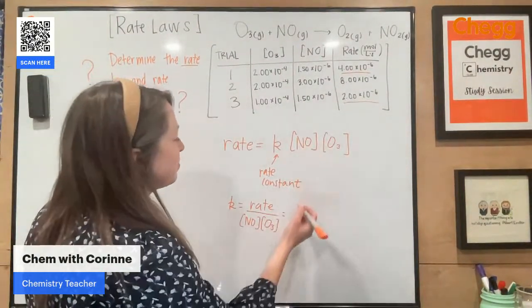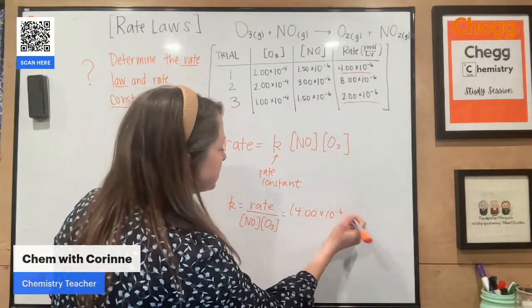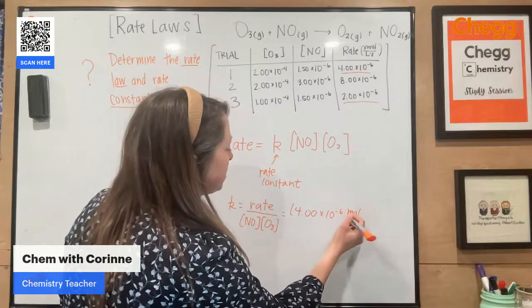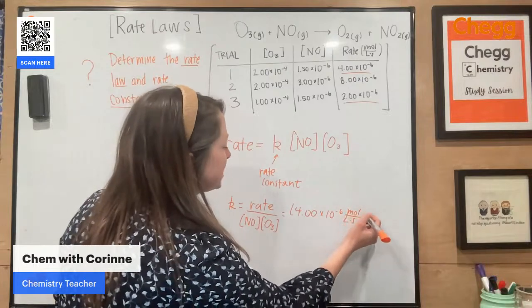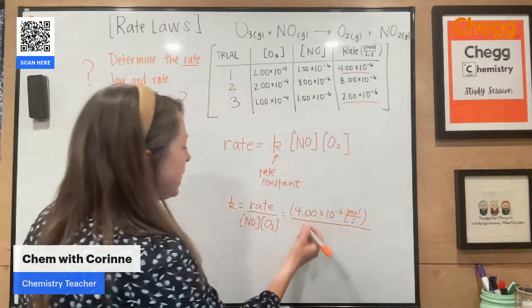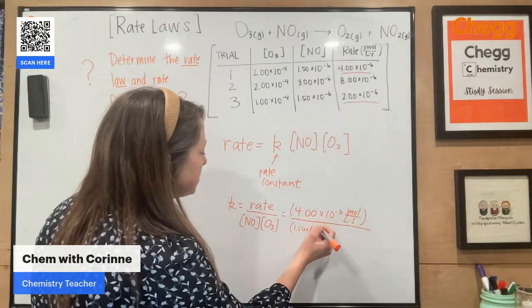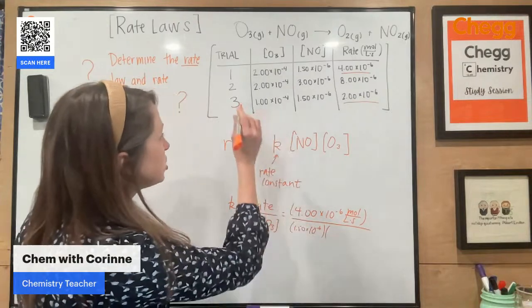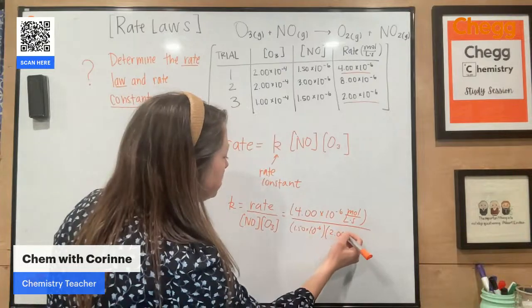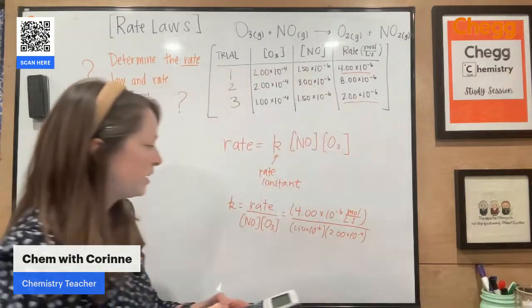All right, so we have our rate. We have 4.0 times 10 to the negative 6. I'm actually going to write out all of my units because I think that's one of the hardest parts, figuring out those units for your constants, right? All right, so we have our concentration of NO was 1.50 times 10 to the negative 6. And our concentration of O3 at that time was 2 times 10 to the negative 4th. All right, let me just plug all of that into my calculator.